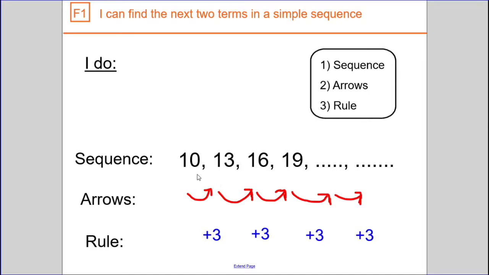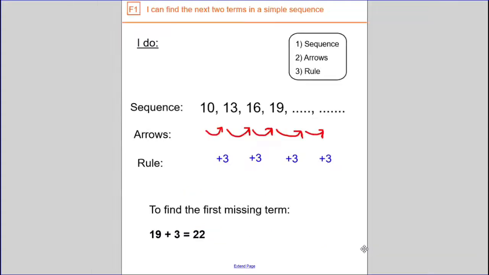This is a linear type of sequence because we've got a common term-to-term rule. We are adding 3 in each case, and our term-to-term rule is not changing and it's staying the same. To find our first missing gap now, we need to first find what our previous term is. In this case, it's 19. So we need to do 19 add 3. So 19 add 3 would be 22.